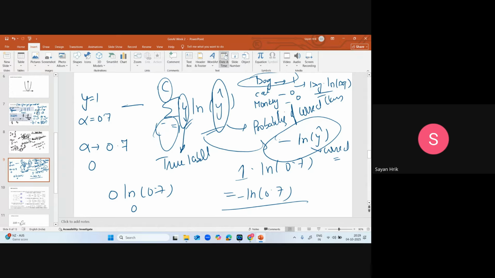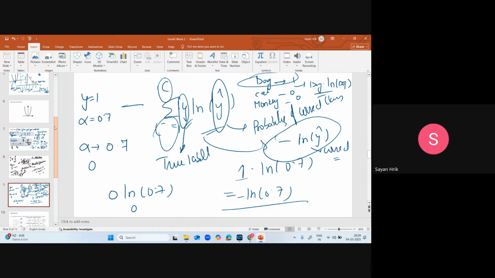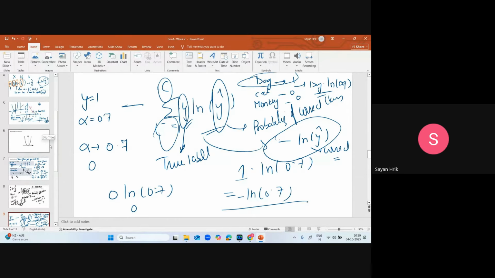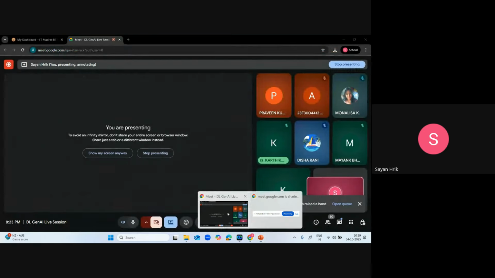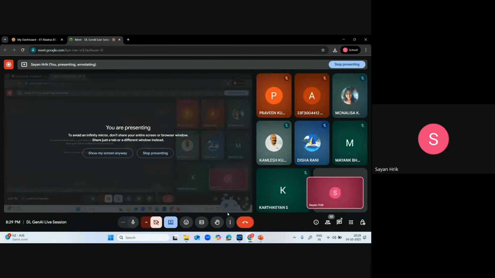So we have completed the idea of loss functions and global minima and local minima. Now we'll move to gradient descent: how do we actually minimize the loss? So till then, any other questions? Otherwise, I can start with gradient descent after this.